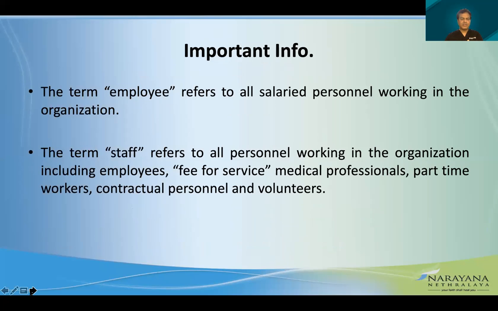Very important information in this chapter would be the words employee and staff, which are used in multiple places. The term employee, as far as NABH standards are concerned, refers to all salaried personnel working in the organization. The term staff, however, includes everyone who's working in the organization, whether it's a contractual worker, part-time worker, honorary worker, volunteers, fee for service, whatever terminology the hospital may use. Many times the hospital says that this person is not our employee because he comes only part-time, he comes only when we call him. But all of them are your staff. Anyone working in the organization is staff. So this is the difference. Don't go by the dictionary. This is what NABH says and what we have to accept.